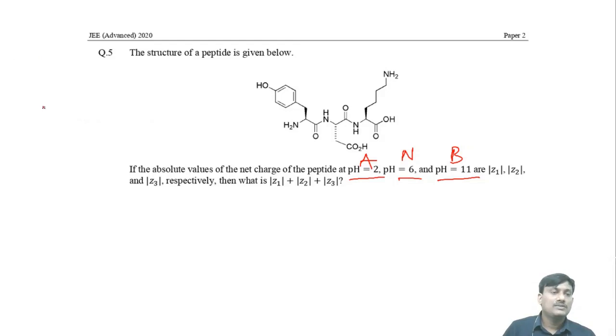We know that if you take acidic medium, the amine groups, the NH2 group, will be converted into NH3 plus.